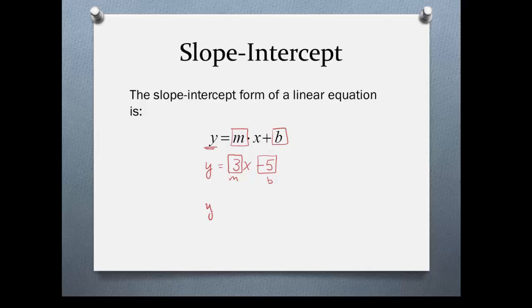It could be given in a different order. It could be given as something like 3 minus 1/2 x, and you need to be careful about that. If your x is the second term, this is still the slope because it's the one that's the coefficient of x, and then this one that doesn't have the variable in it is your y-intercept.